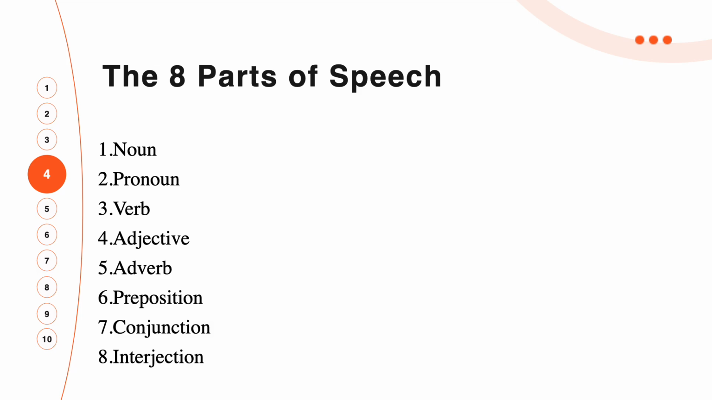Third is verb. A verb shows action or state. Without a verb, a sentence cannot exist. For example, run, eat, write, is, and are.